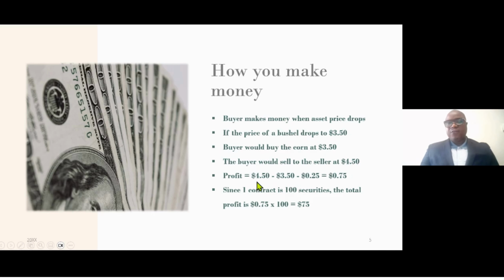So the profit will be $4.50 minus $3.50 minus the premium, which will be 75 cents. Since one contract is 100 securities, the total profit will be 0.75 times 100, which is $75. That is not bad on one trade. And better still, if the buyer purchased more than one contract, let's say 10 contracts, all you need to do is multiply this by 10, and that is $750 in one trade. That is a very good day, right? So that is how good buying and selling options can be if you are able to understand what to do and how to do it.